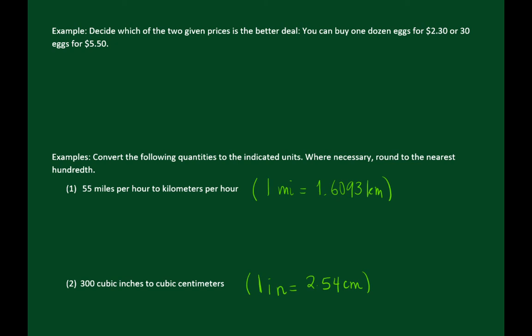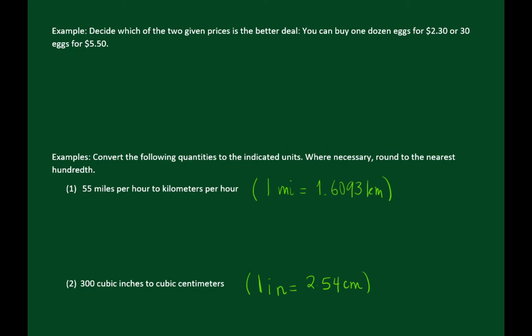In this video I'll continue with basic application problems about units, and I'm going to solve about 5 examples in this section. The first problem says: decide which of the two given prices is the better deal. You can buy 1 dozen eggs for $2.30 or 30 eggs for $5.50. This is something common that you may come across in markets and grocery stores.